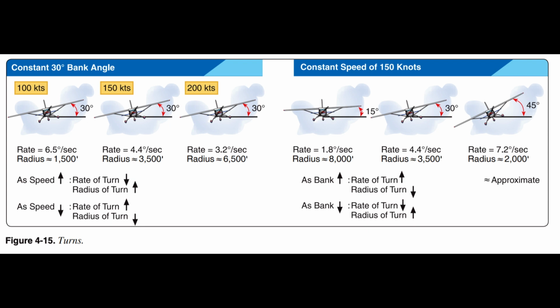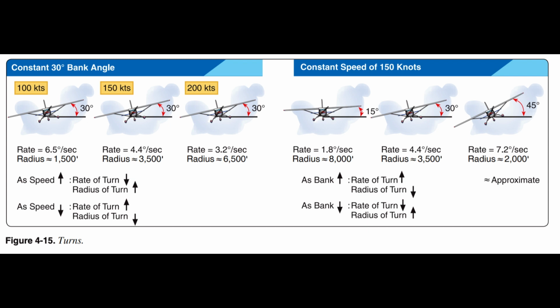The rate of turn, normally measured in degrees per second, is based upon a set bank angle at a set speed. If either one of these elements changes, the rate of turn changes. If the aircraft increases its speed without changing the bank angle, the rate of turn decreases. Likewise, if the speed decreases without changing the bank angle, the rate of turn increases. Changing the bank angle without changing speed also causes the rate of turn to change.